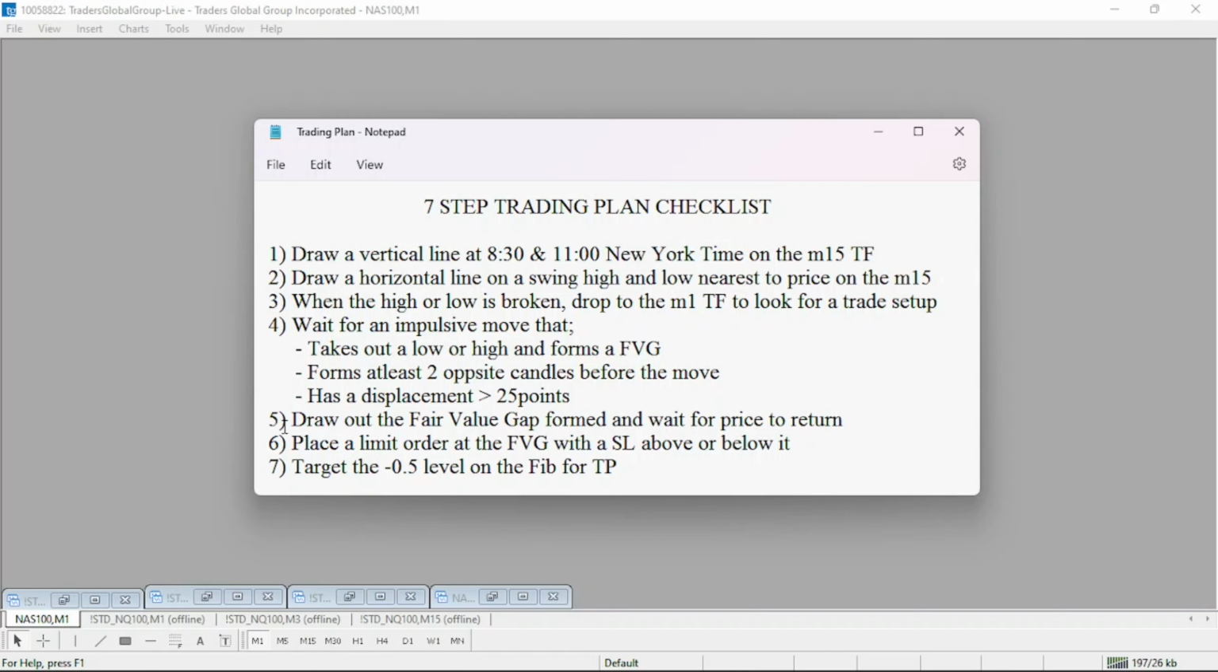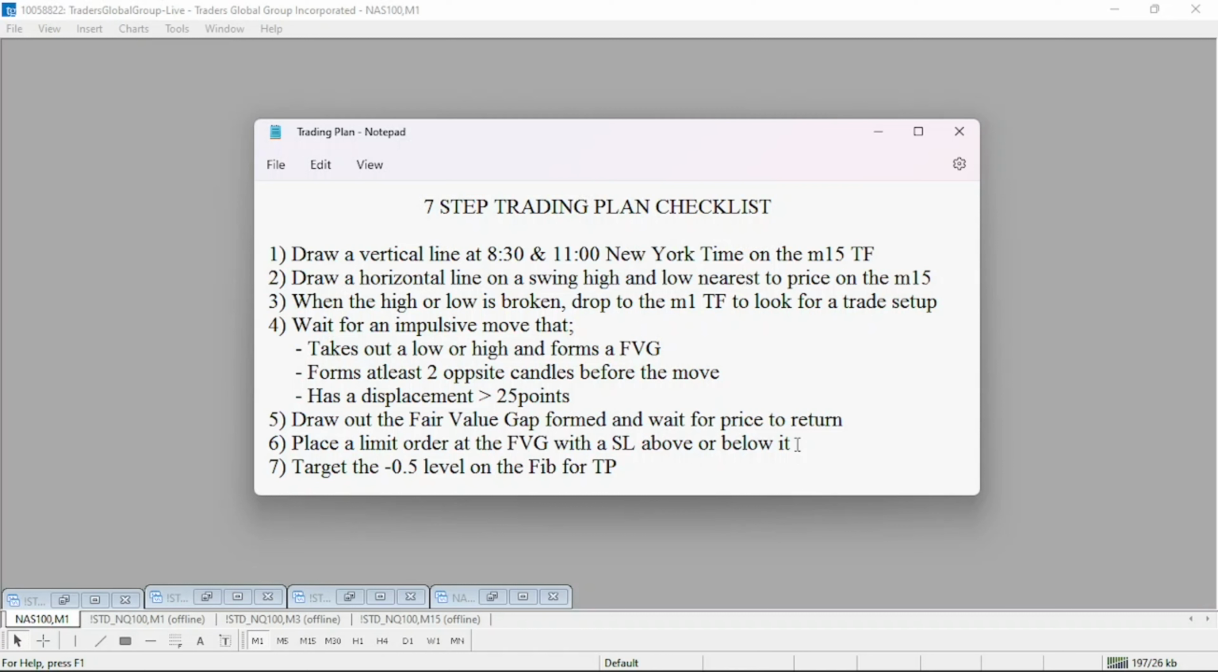Then after that, we go to step 5. We draw out the fair value gap formed and wait for price to return. Step 6, we place a limit order at the fair value gap with a stop loss above or below it. Now this is where we have another twist to this checklist. Normally we are just going to place our entry at the fair value gap, that is when we were doing it on the 1 minute time frame.